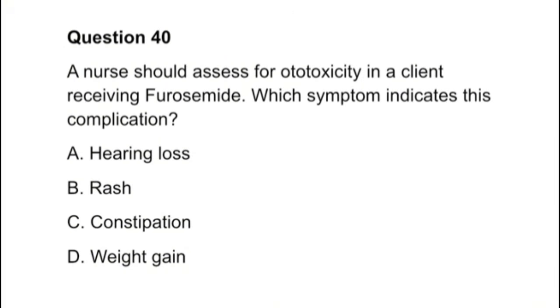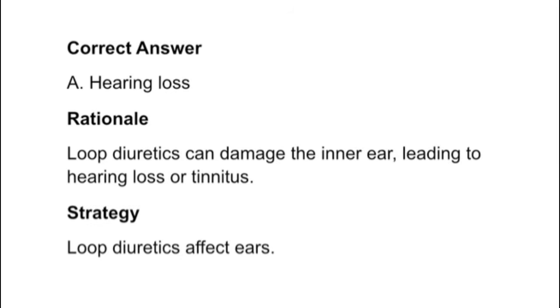Question 40. A nurse should assess for ototoxicity in a client receiving furosemide. Which symptom indicates this complication? A. Hearing loss. B. Rash. C. Constipation. D. Weight gain. Correct answer: A. Hearing loss. Rationale: Loop diuretics can damage the inner ear, leading to hearing loss or tinnitus. Strategy: Loop diuretics affect ears.